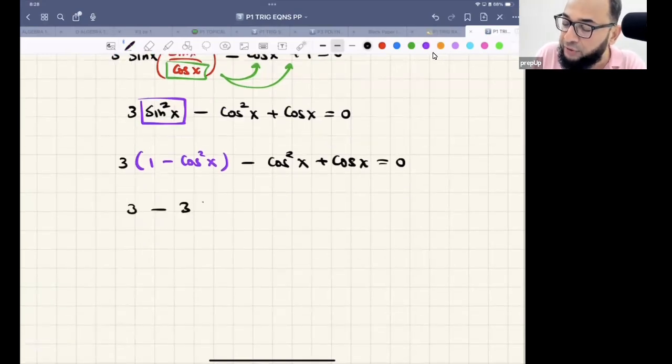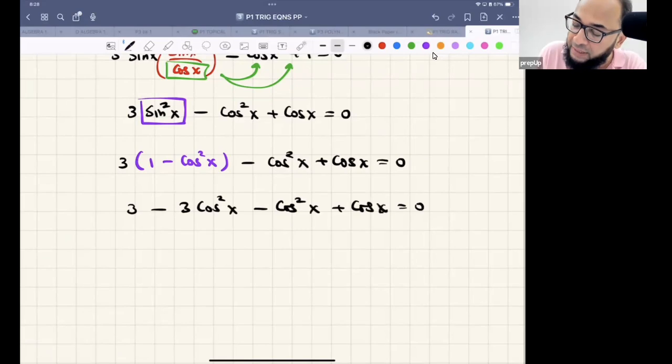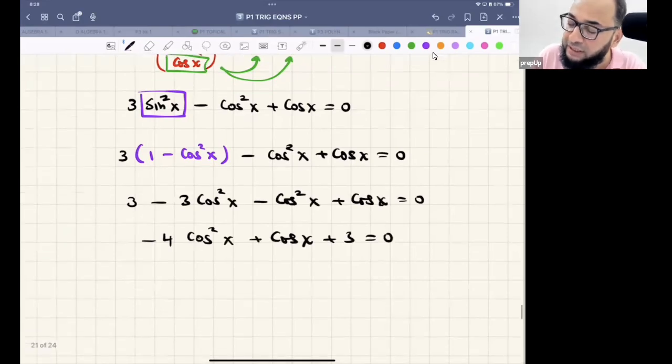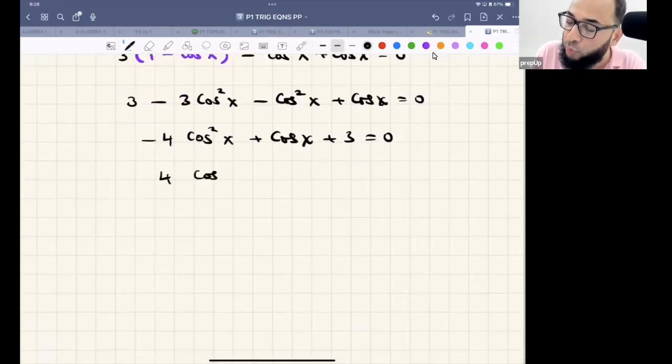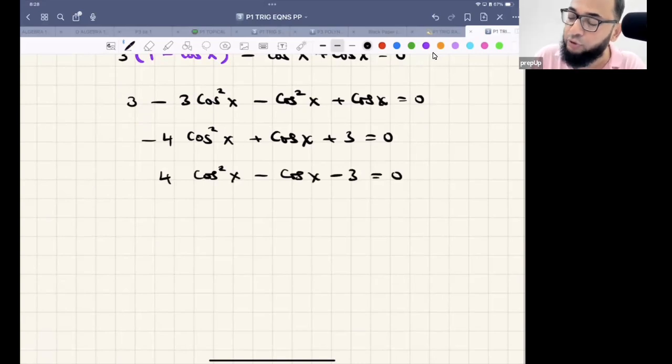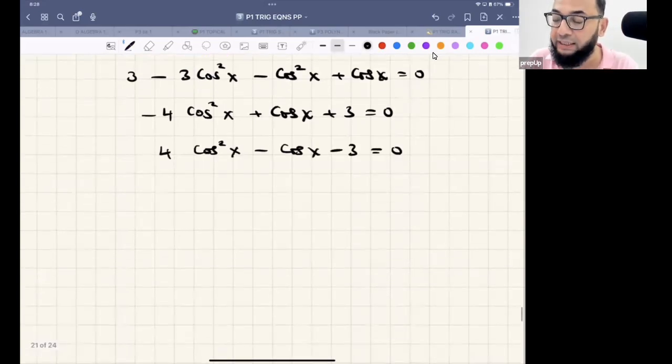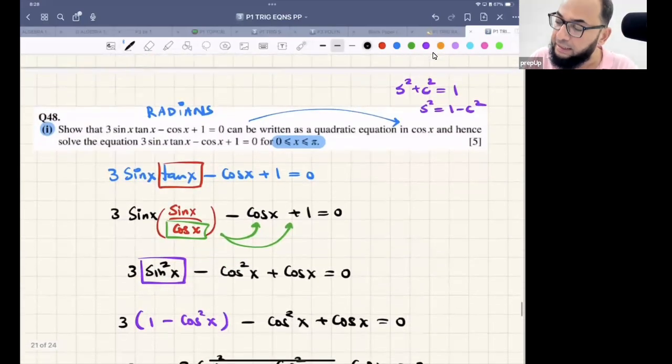3 minus 3 cosine square x minus cosine square x plus cosine x equals 0. Minus 4 cosine square x plus cosine x plus 3 equals 0. So 4 cosine square x minus cos x minus 3 equals 0. I think that is the quadratic they are talking about. So the first part is done.